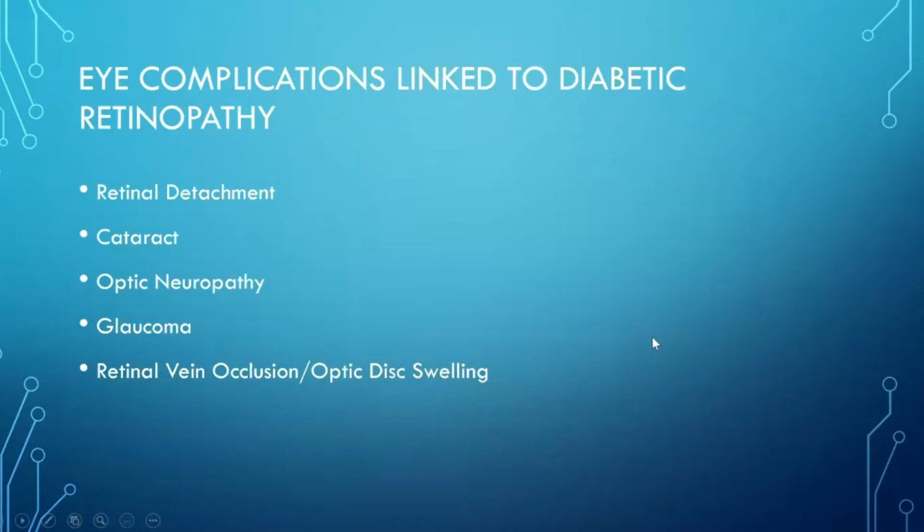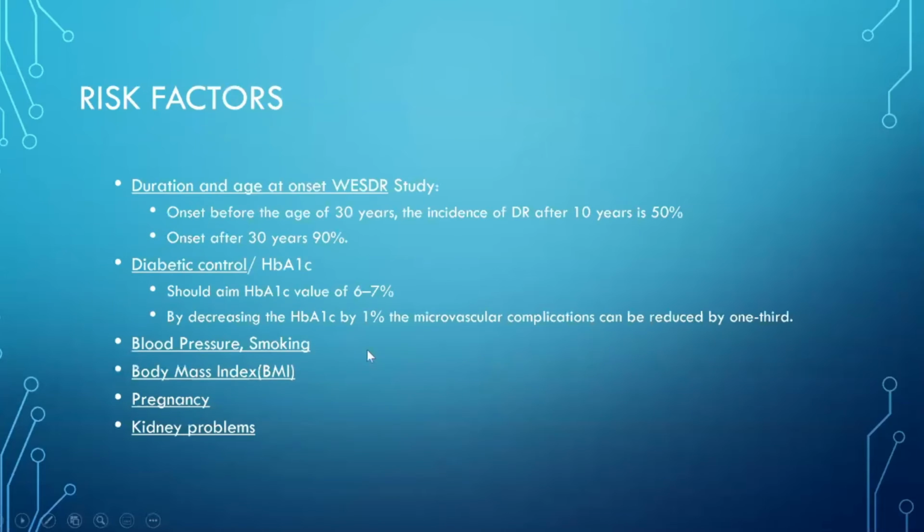So what are the eye complications linked to diabetic retinopathy? As mentioned, there is a risk of tractional retinal detachment, progression of cataract, optic neuropathy, where the optic nerve is involved, and also glaucoma, specifically neovascular glaucoma, when we have vessels growing on the angle, blocking the angle and increasing the eye pressure. Also retinal vein occlusion, when we have blockage of the vein that causes extra bleeding, and optic disc swelling, again with optic neuropathy.